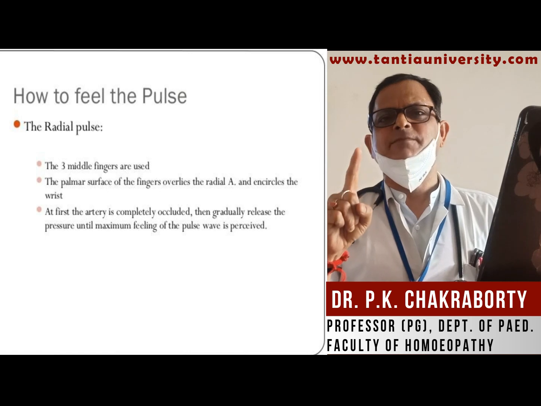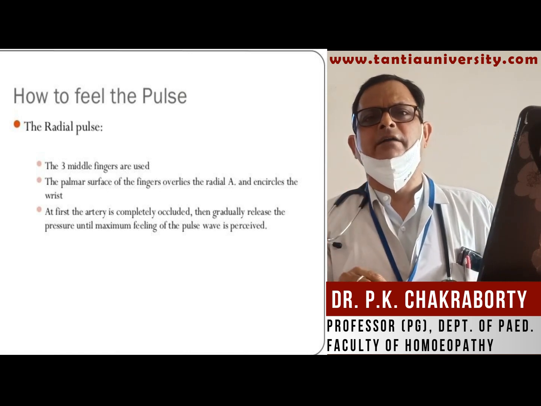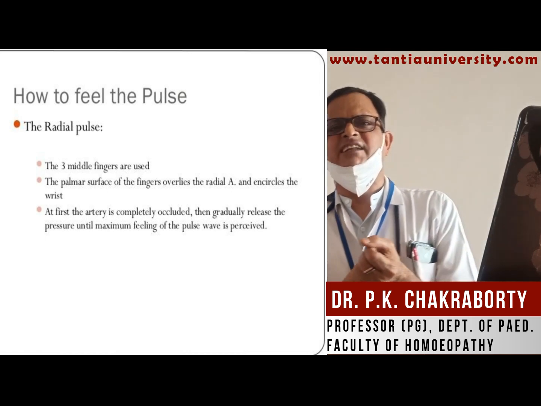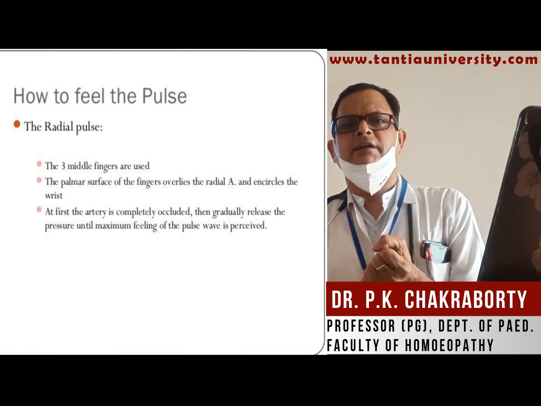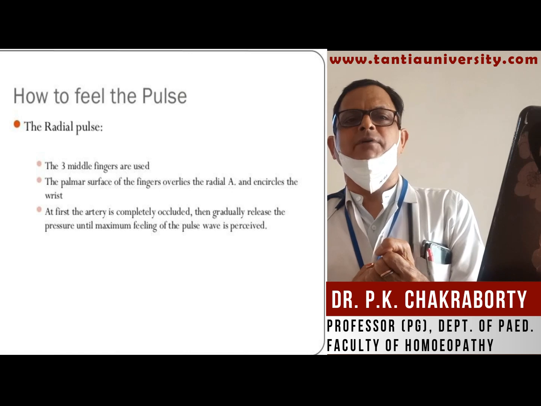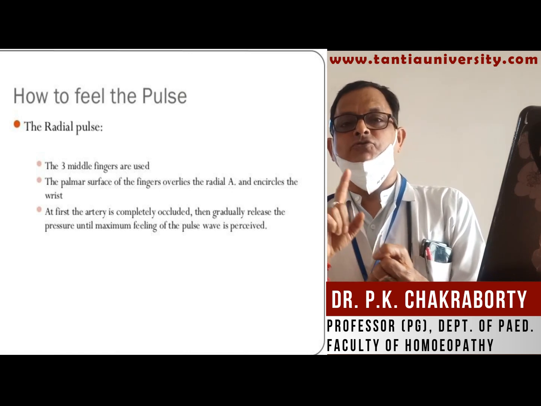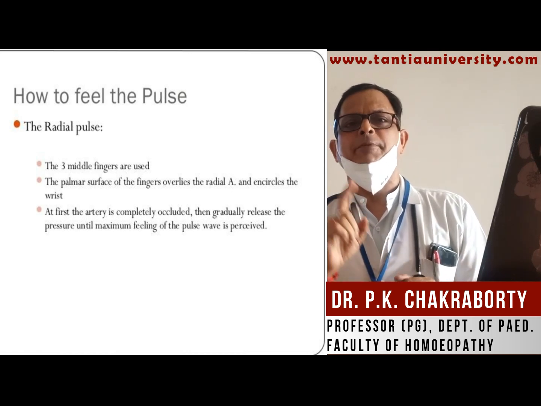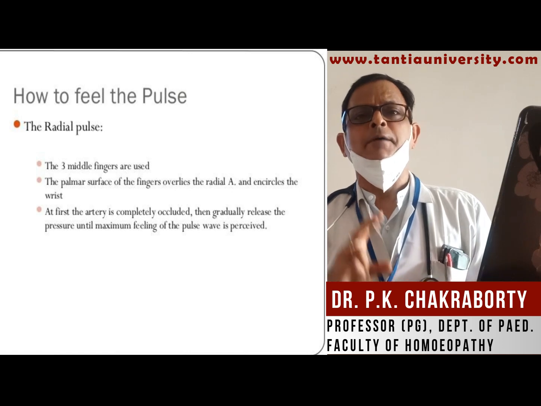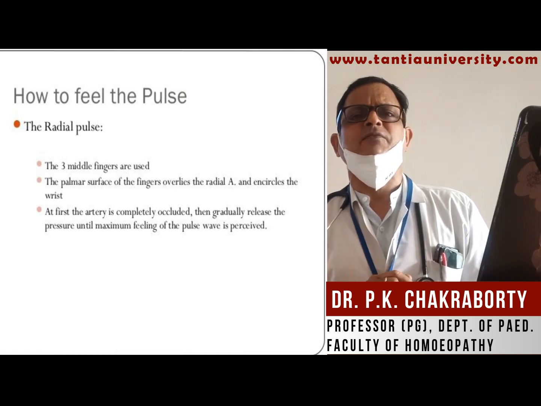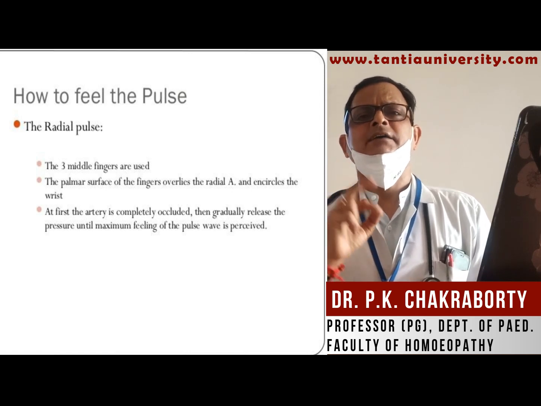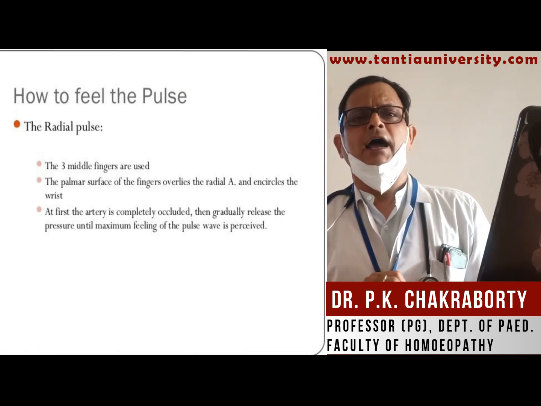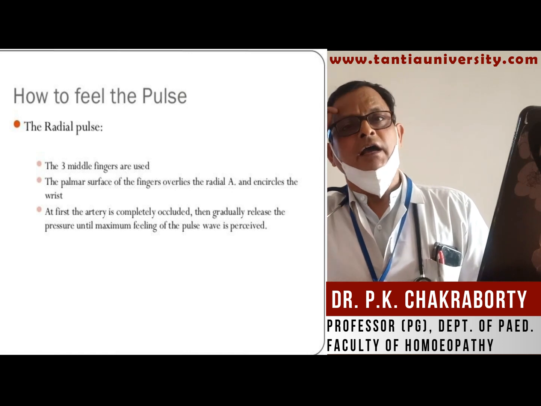Suppose this proximal finger is stopping the circulation initially, just before we try to check the pulse. We have to stop the circulation, and it is stopped with the index finger. The middle finger takes the volume, frequency and rhythm, everything is checked by this middle finger. And the ring finger, it is for this.